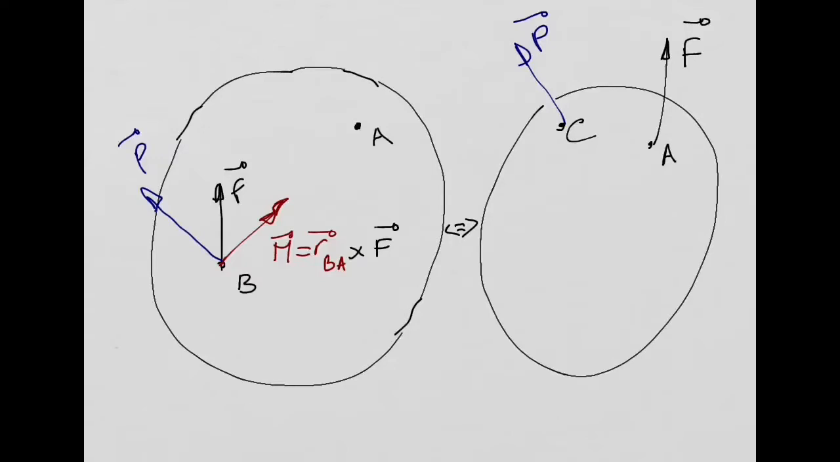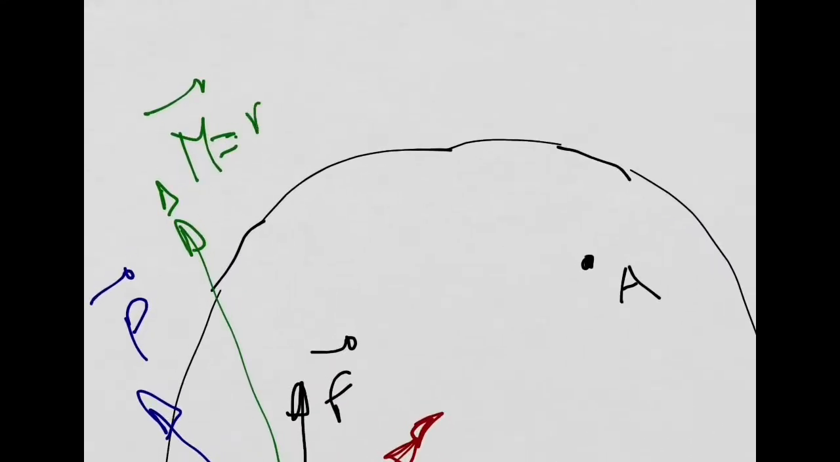I'm going to put it now in green. And this couple, M in green, is going to be equal to my position vector connecting point B and C. Let me zoom in a little bit. Position vector connecting point B and C, cross product with my force P.